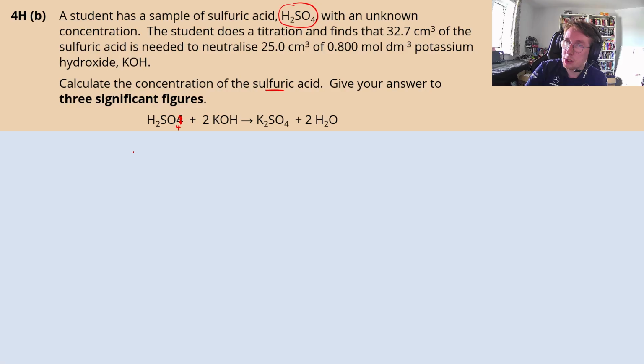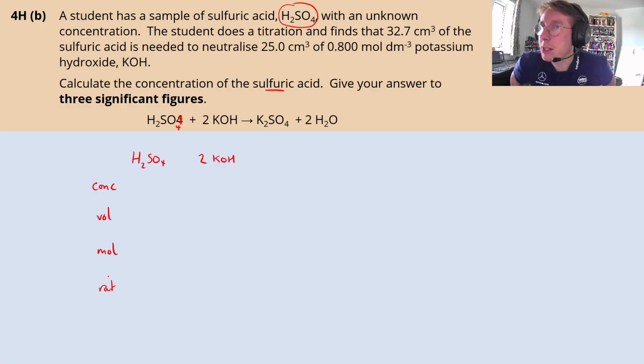So once again, I'm just going to write the identity of the 2 reactants at the top of my table, and I include the balancing numbers to make my life a little bit easier later on. So concentration, then volume, then number of moles, then the ratio. So let's have a look at the numbers I've got. I'm told that we've got 32.7 centimeters cubed of the sulfuric acid. So I'm going to write that there, 32.7 centimeters cubed. Note it's in centimeters cubed, so we're going to have to convert that into decimeters cubed in just a moment.